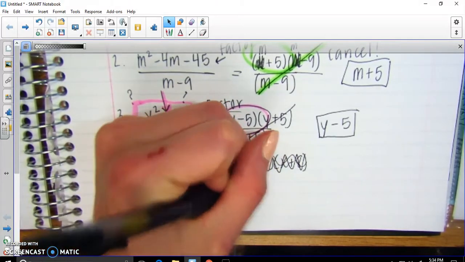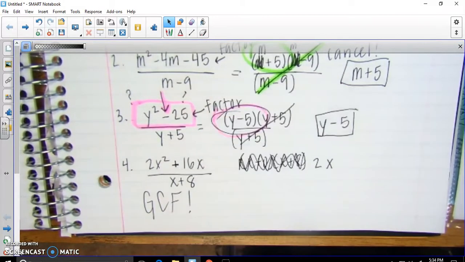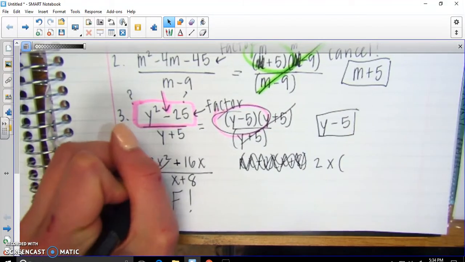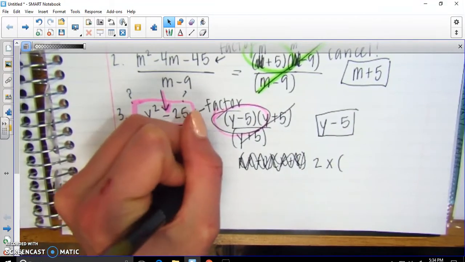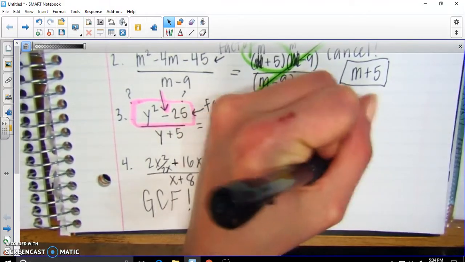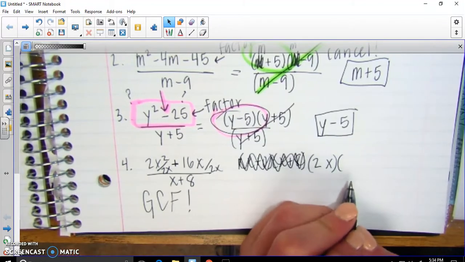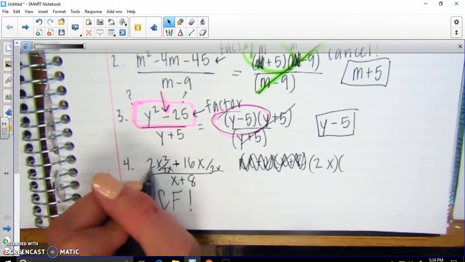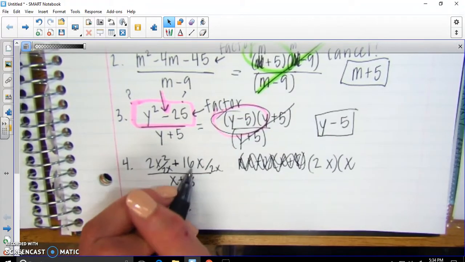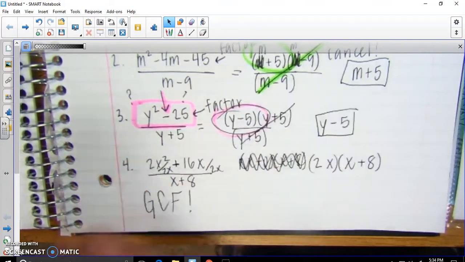Well, we could say the number 2, and they both have a variable x. So if we factor out 2x from both of these parts, meaning we divide both parts by 2x, that becomes a factor. So 2x becomes a factor, the GCF, and then whatever's left becomes the other factor. So let's see what we get. 2x squared divided by 2x is going to give us x. 16x divided by 2x leaves us with a positive 8.